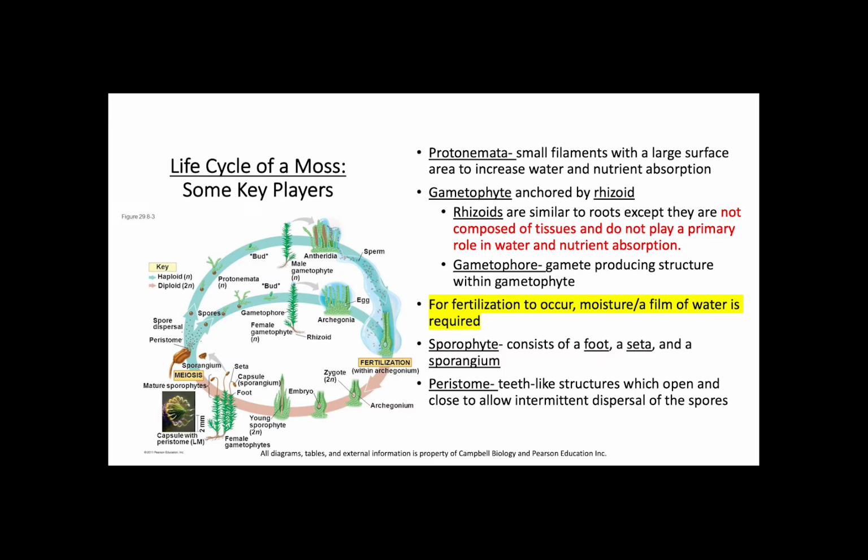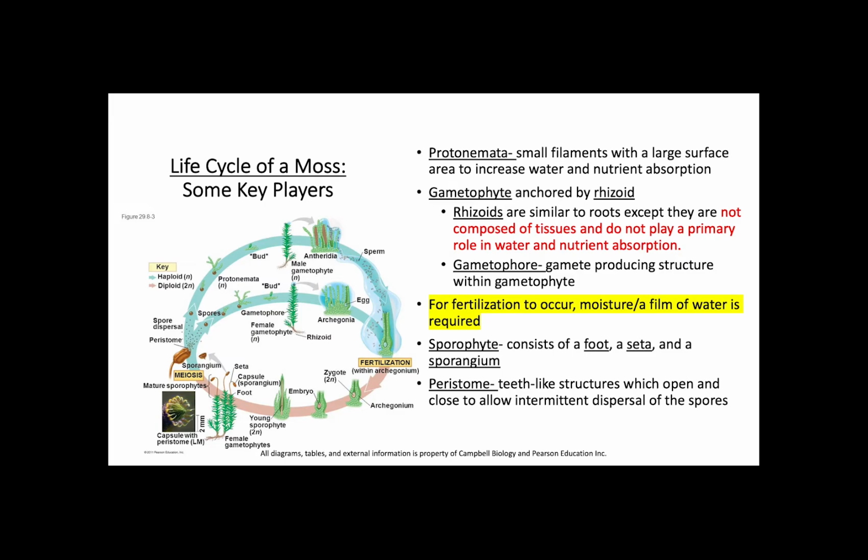And then within the gametophyte, or in this case on the leaves, are the gametophores. And the gametophores are gamete-producing structures. And for fertilization to occur in bryophytes, we're always going to need a moisture or a film of water.